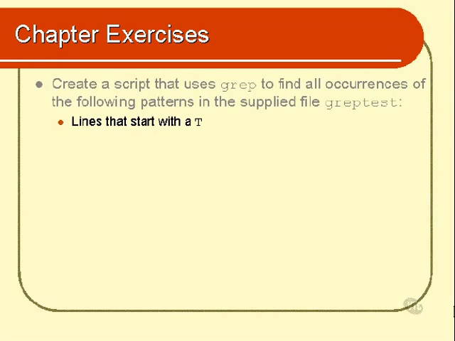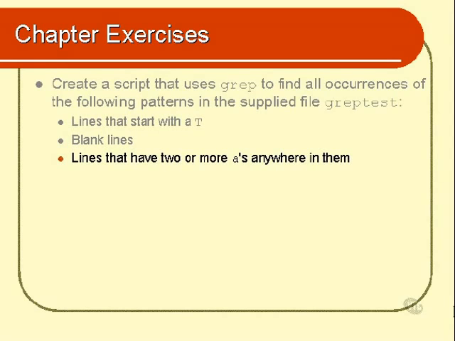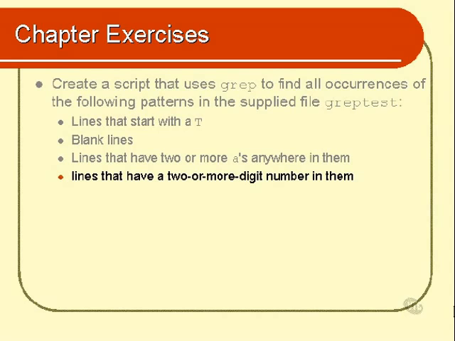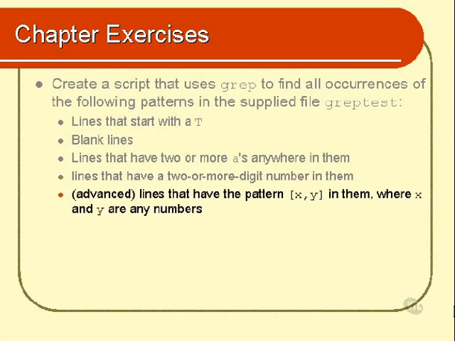I'd like you to find all lines that begin with a T. Then I'd like you to find all blank lines. Then I'd like you to find lines that have 2 or more A's anywhere in them, and I mean consecutive A's. Lines that have a 2-digit number, 2 or more digit number, so it could be 2 or 3 or 10-digit number. Now this is a little bit of a tricky one. You might need to use extended regular expressions for this. Lines that have the pattern open square bracket x, y in them, but I don't just want to see x, y, I want to see x and y being actual numbers. So that might be 6, 7 or 38, 126 or something like that, enclosed in square brackets. So there's a little challenging one for you.